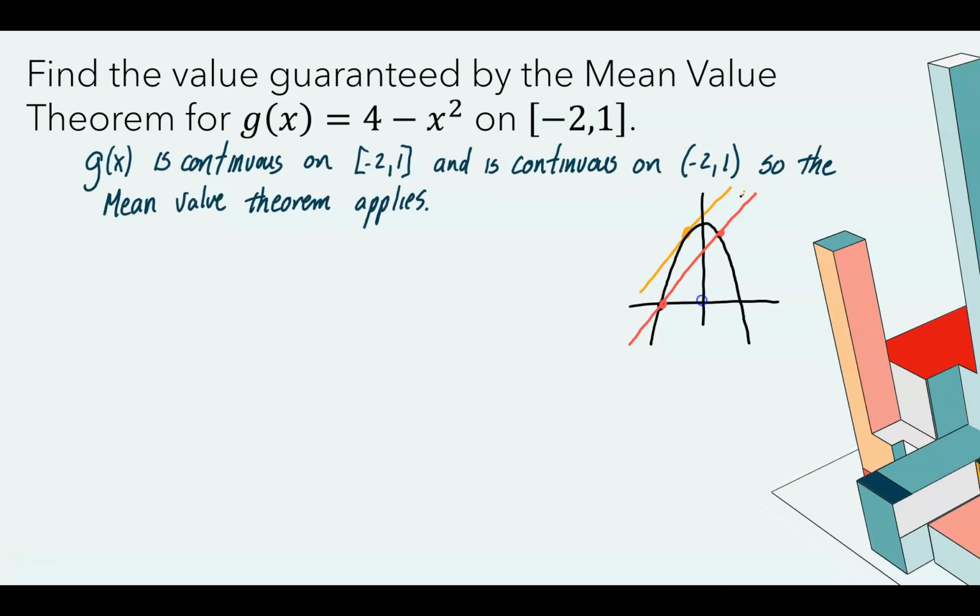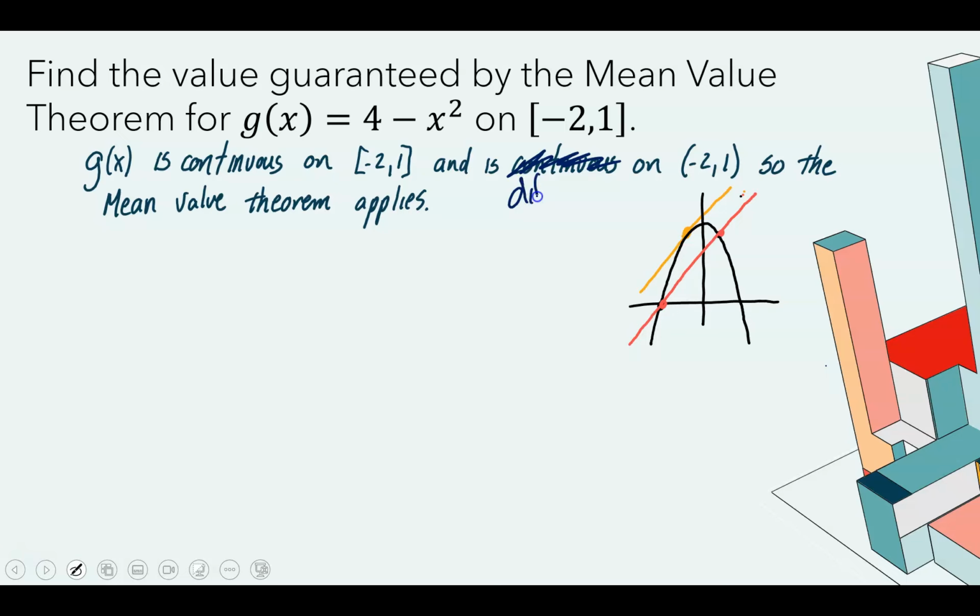So before you start, you have to say that you can use the mean value theorem. g of x is continuous on, we don't write the words closed interval, we just write the notation, closed interval negative 2 to 1, and is continuous on the open interval negative 2 to 1. So the mean value theorem applies. A quick word: if you know g of x is continuous and differentiable everywhere, we still want to practice that structure of, hey, continuous on the closed interval.